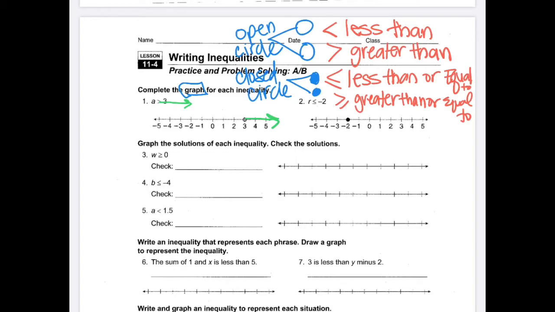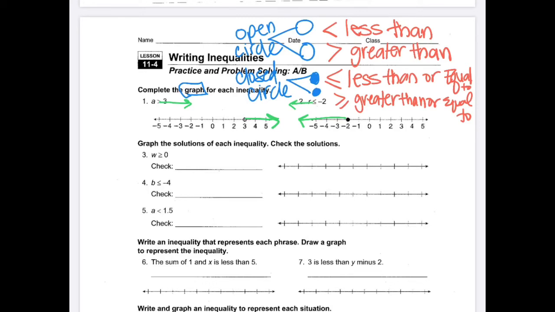Let's look at number 2. r is less than or equal to negative 2. They've already plotted a closed circle at negative 2 here. They just need me to draw the arrow in the direction that it's pointing. There we go. For 3, 4, and 5, we're going to be graphing these solutions.